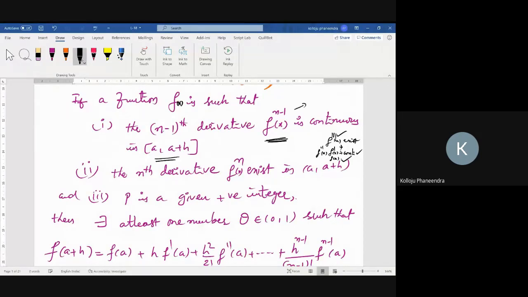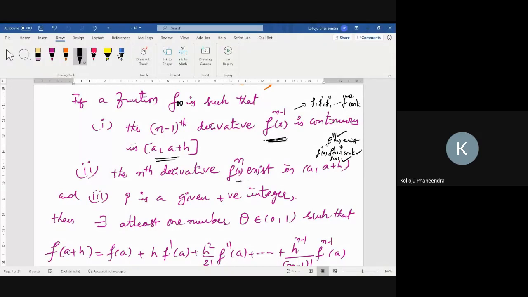So the (n minus 1)th derivative is continuous means the function, first derivative, second derivative and all its previous derivatives, that means up to n minus 2, are continuous. This first condition means the function and all its (n minus 2)th derivatives are continuous, and obviously it is given that the (n minus 1)th derivative is also continuous. First point is over, about continuity. And why is this continuity required? Let us see.